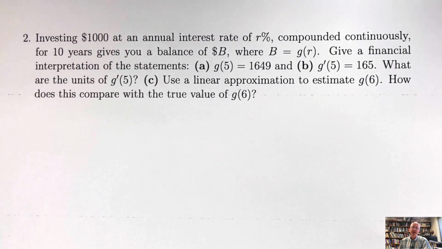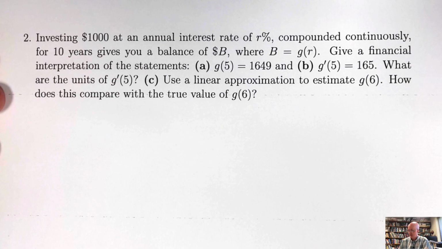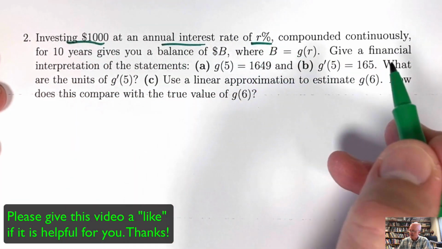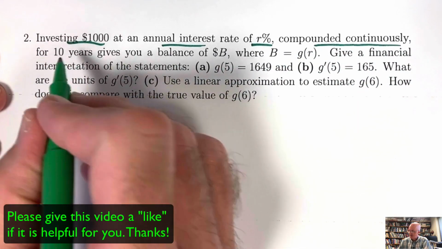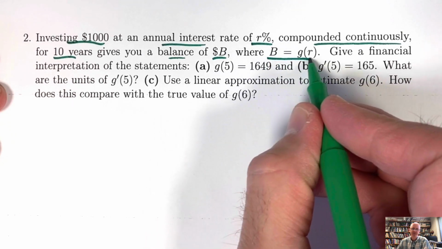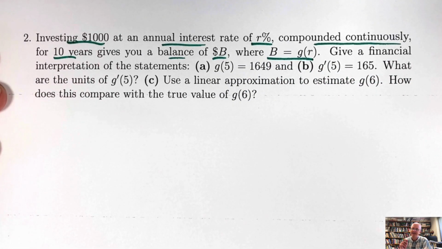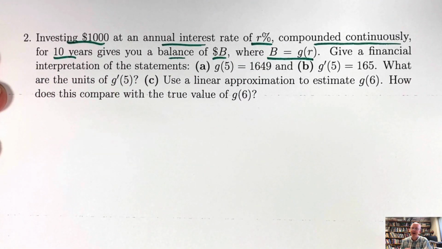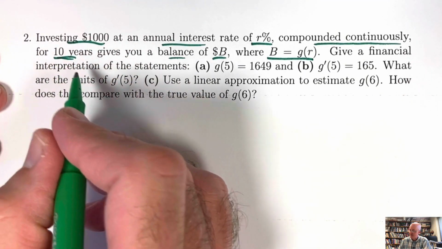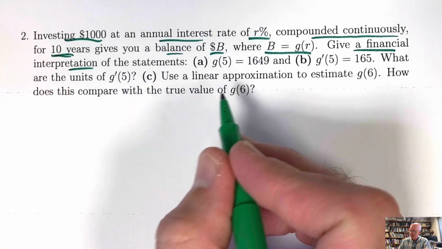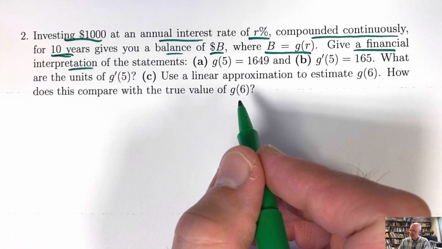Number 2 is about investing, though with kind of a strange twist to it. Investing $1,000 at an annual interest rate of R%, compounded continuously, for 10 years gives you a balance, B dollars, where B is a function of R. The twist here is that we're thinking of the balance as a function of the interest rate, not of the amount of time that's gone by. We're specifying the amount of time to be 10 years. Our goal is to give financial interpretations of some statements and then use a linear approximation at the end.